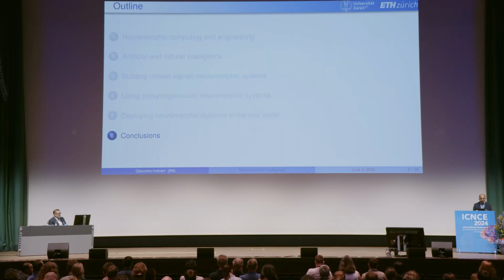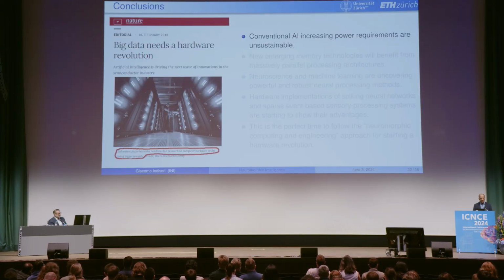So finally, to conclude, we are now in this era where we are realizing we need to combine the various disciplines together, from computer science to neuroscience to device physics, material science, and CMOS engineering. We are in an era in which big data needs a hardware revolution. This is already an old perspective from Nature of 2018, but it's still true that we heard there is this unsustainable increase in energy consumption if we keep on using the same approach.